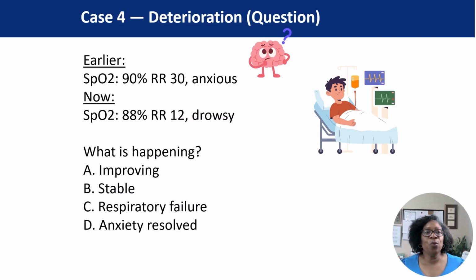All right. So with this respiratory deterioration question, you have a patient. You went in to assess your patient in the morning, and their respiratory rate when you went into that room was 30. Their oxygen saturation was 90%, and they were anxious. All righty. And then you went and checked on them again. Now their respiratory rate is 12. Their oxygen saturation is 88%, and now they're drowsy.